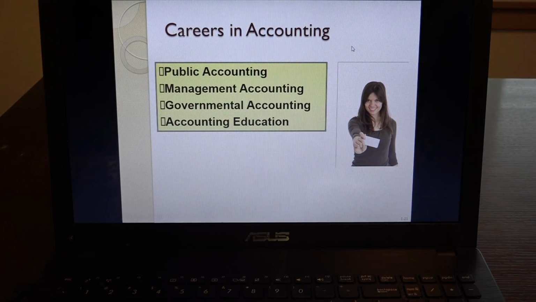What can you do with an accounting degree? Again, if you like accounting, if you become good at it and you like it and you want to start your career doing it, probably if you start your career doing it, that's probably not where you're going to end up.